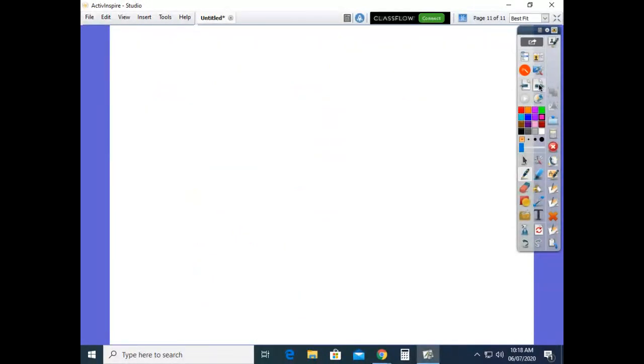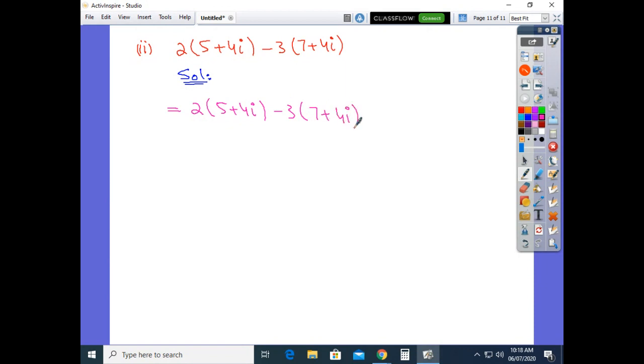The next part is we solve here part number 2. Part number 2 is 2 into 5 plus 4 iota negative 3 into 7 plus 4 iota. Here we simplify it into a standard form or simplest form. We have 2 into 5 plus 4 iota negative 3 into 7 plus 4 iota.